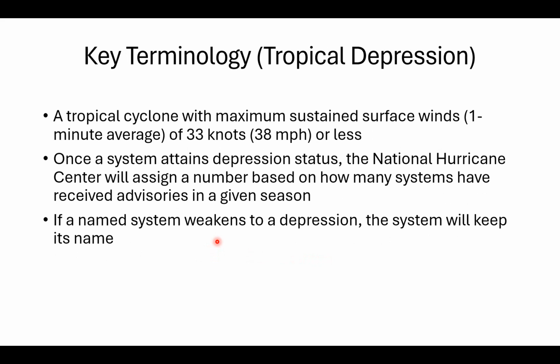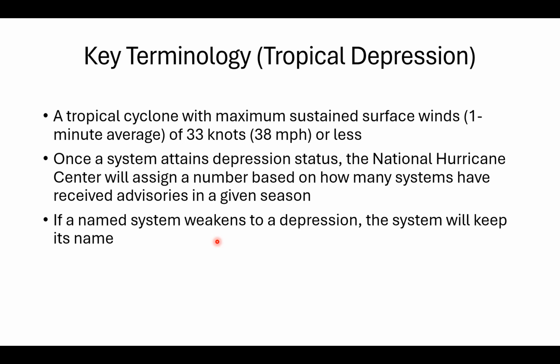If we continue the development process now towards hurricane status, we'll start first with a tropical depression. Now, this is a tropical cyclone with maximum sustained surface winds, a 1 minute average, of 33 knots, or in miles per hour, 38 miles per hour or less. Once a system attains this depression status, the National Hurricane Center will assign it a number based on how many systems have received advisories in a given season.